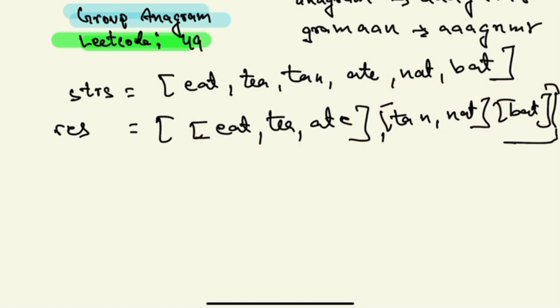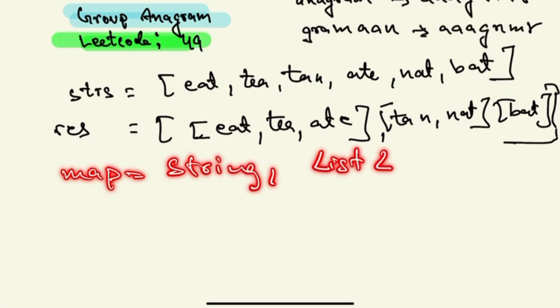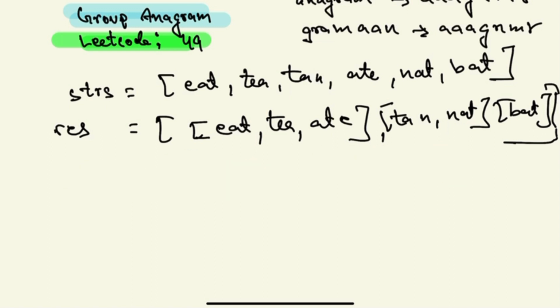So what we can think of here is if we can just identify some key. Eventually we should be able to find a key for which all words are anagrams, but how would you group them? What we can do is simply maintain a map of a string and a list of strings. And for every word, we can simply sort it.